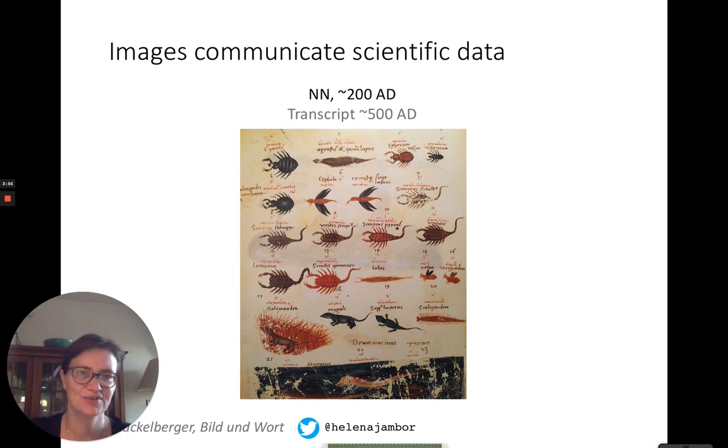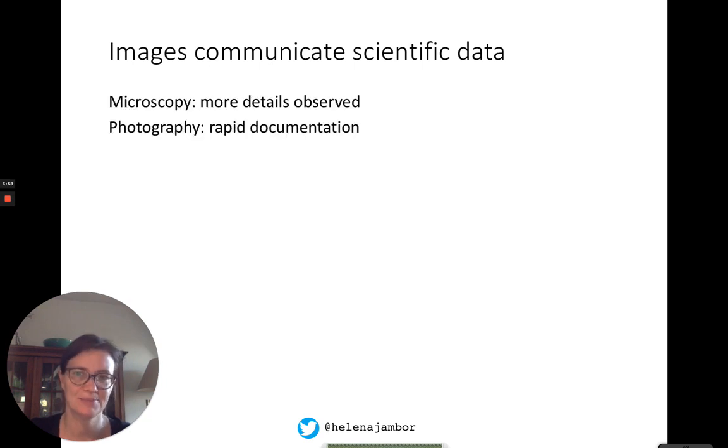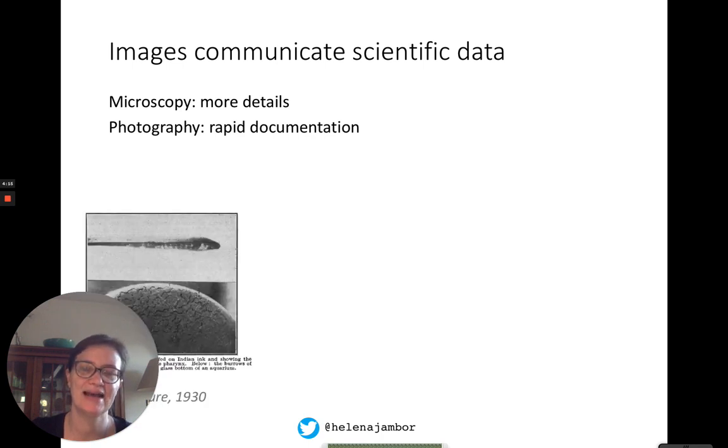Obviously, in the last 2000 years, a lot of things have happened. Microscopes have been developed that allowed us to observe biological specimens in much more detail. Photography was developed, which allows rapid documentation. No one has to draw or make copper plates anymore. And the very first photo that I found in Nature was from 1930, where a larva was shown with a photo. So that was the first photograph that I could find.